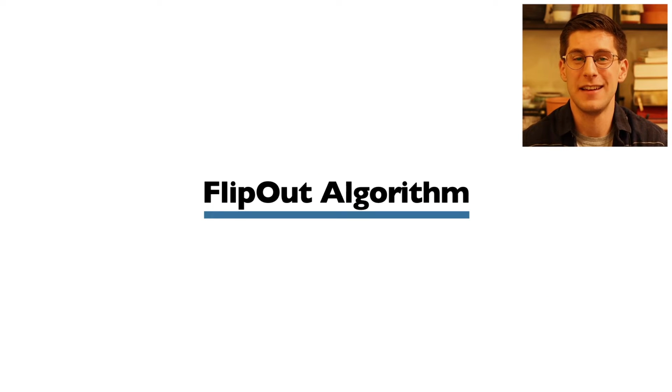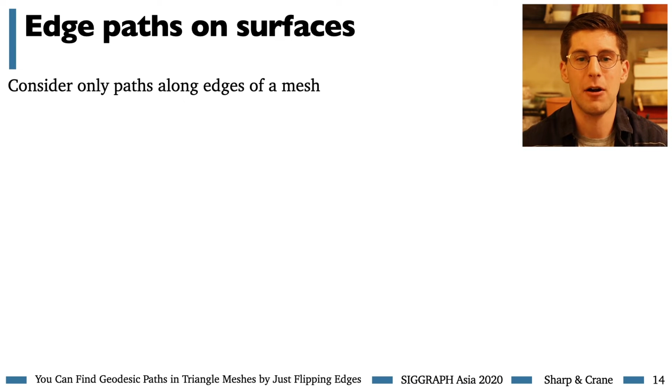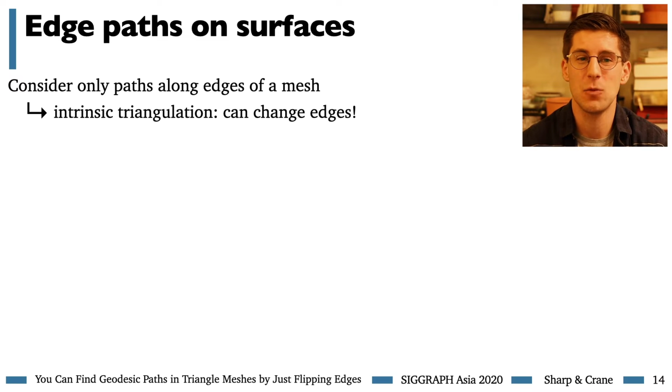So with that machinery in place, let me tell you just how you can find geodesics solely by flipping edges. We're going to depart from the norm a little bit and represent curves only as sequences of edges in a triangulation, more like in a graph theory sense. And when I first say this, it should sound way too restrictive, like we'd never be able to find geodesics. But remember that with intrinsic triangulations, we can change the edges, so there is hope.